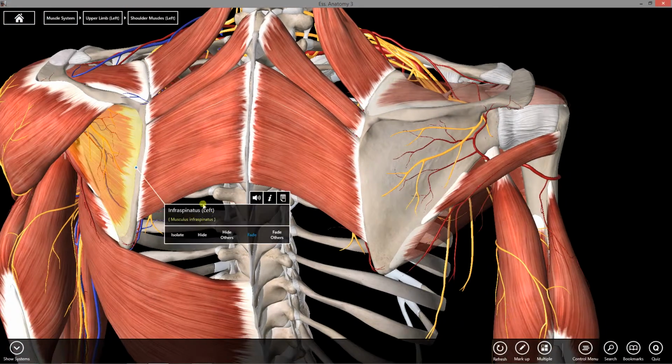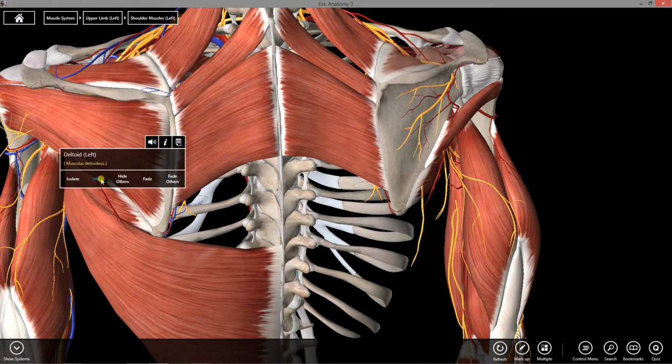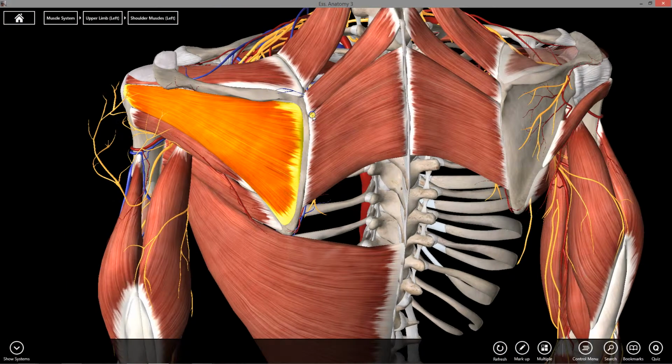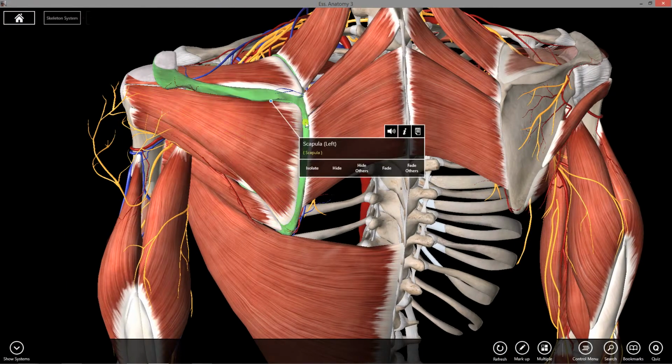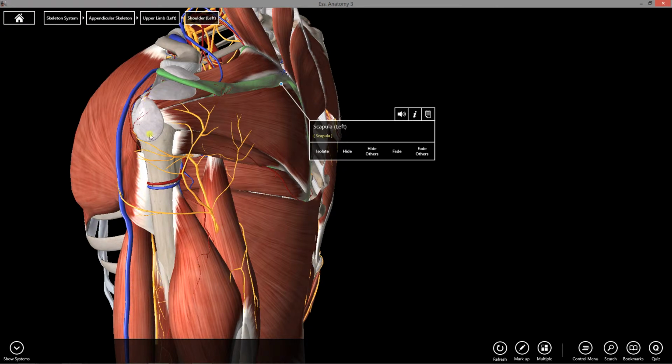Okay, so on from the supraspinatus, if I'm just going to go to the left side of the model where I have it, below that we have the infraspinatus muscle. So I'm going to get rid of the deltoid here, and we have the infraspinatus muscle, which is in the infraspinatus fossa of the scapula and attaches to the greater tubercle of the humerus.